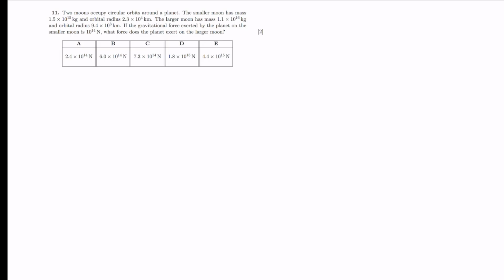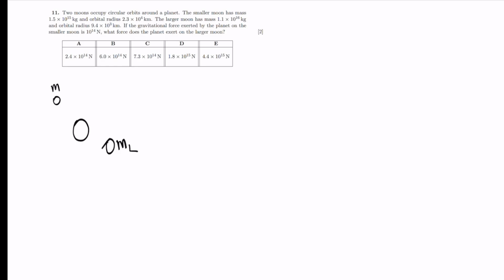Next one, two moons occupy circular orbits around the planet. The smaller moon has a mass of this much and such orbital radius, and then the larger moon. So here is our planet, and then we've got a couple of moons orbiting around it. If the gravitational force exerted by the planet on the smaller moon is 10 to the power 14 newtons, what force does the planet exert on the larger moon? So this is similar to the previous question. I'm going to call the smaller moon m, and then the larger moon, let's call it m subscript L.